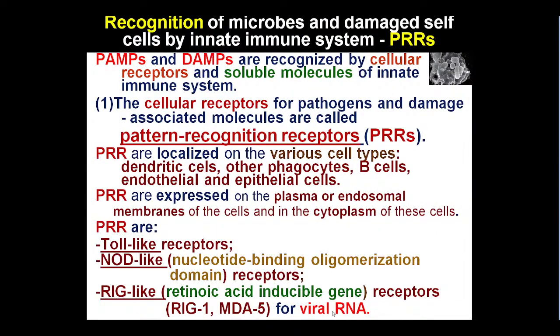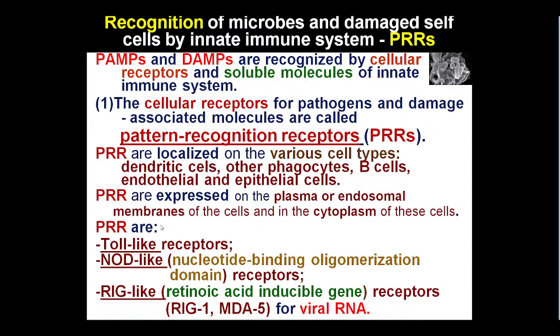The receptors of our cells may recognize these PAMPs and DAMPs. They are different molecules. All of them are named pattern recognizing receptors, PRR. PRR are localized on various cell types: the dendritic cells, the phagocytes, B cells, endothelial cells, epithelial cells.